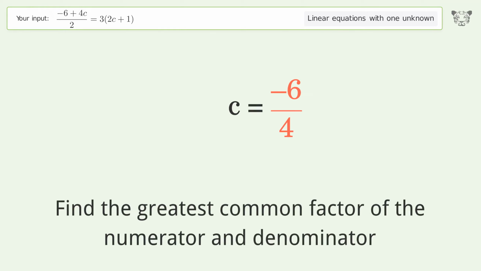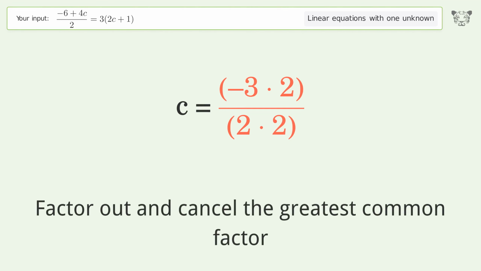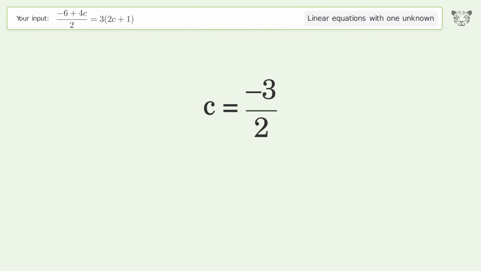Find the greatest common factor of the numerator and denominator. Factor out and cancel the greatest common factor. And so the final result is c equals -3/2.